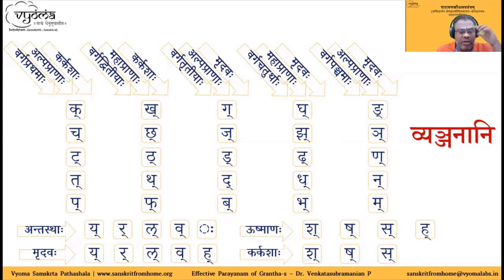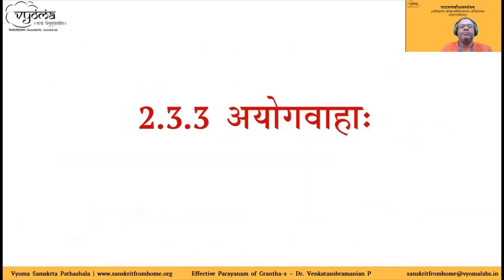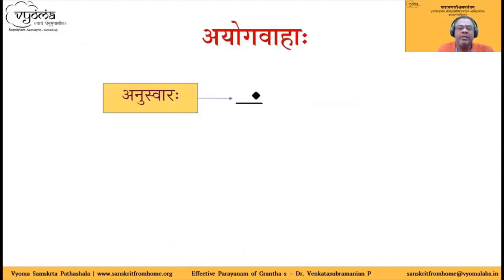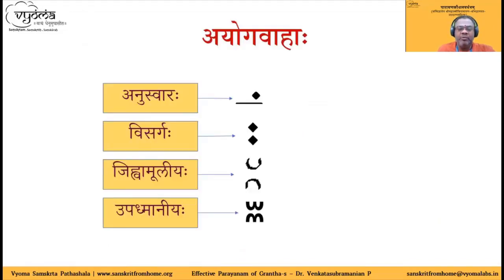Yaralava are also called Antasthaha. Sha, sha, sa, ha are also called Ushmanaha. Another name, just have it. Whenever we come across it, I will explain more. We'll get to know more about the Ayogavahas: anuswara, visarga, jihvamuliya, upadmaniya. This upadmaniya symbol in Vyoma we are following. Normally in the textbooks, the jihvamuliya symbol and upadmaniya symbol will be the same. In order to differentiate, we are doing this.